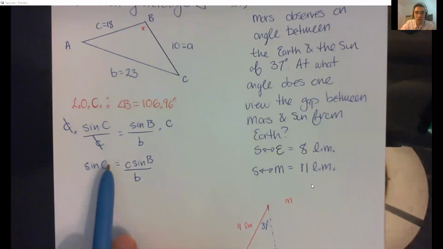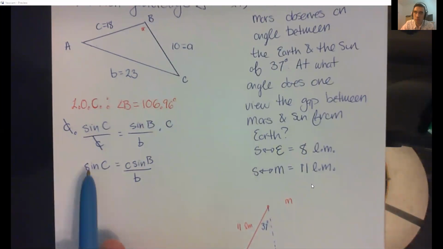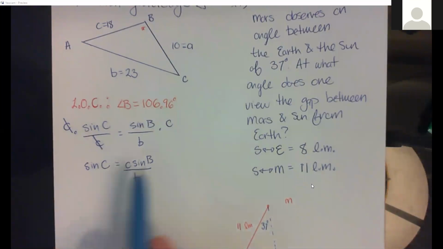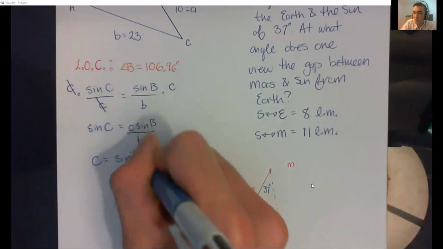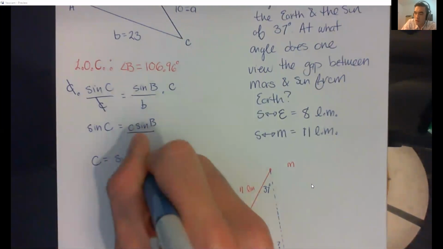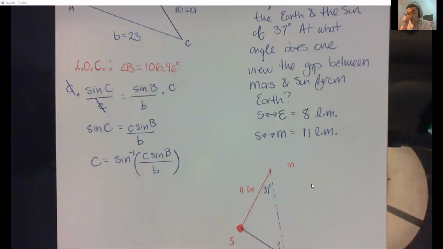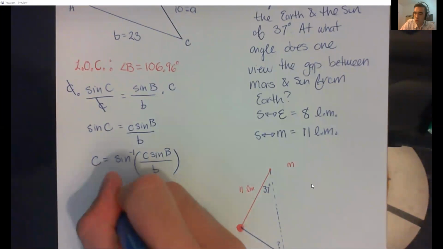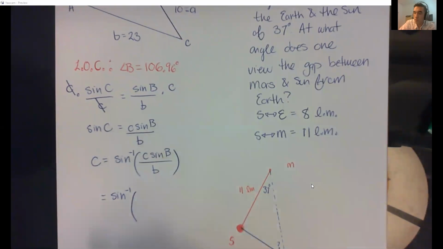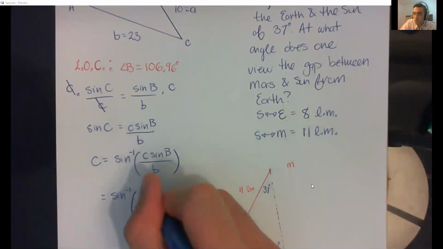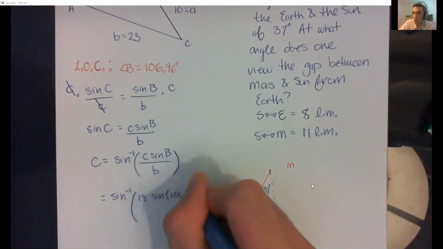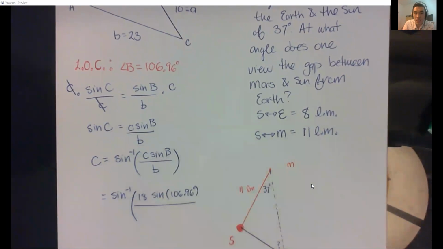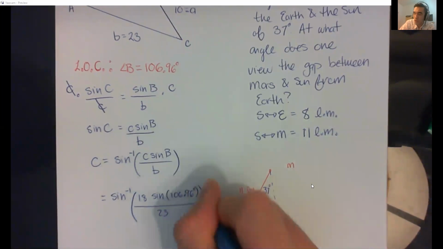Now, how do I get angle C alone? Inverse sine. Now we hit it with inverse sine. So angle C is equal to inverse sine of C sine B, divided by B. And now that we've solved for our desired variable, the rest is substitution. So this is going to be equal to inverse sine of length C, which is 18, times sine of the angle B that we calculated yesterday, 106.96 degrees, then divided by side length B from the triangle, which in our case is 23.